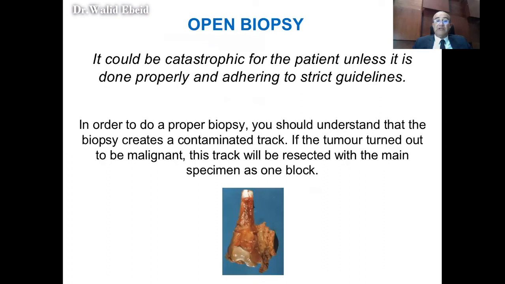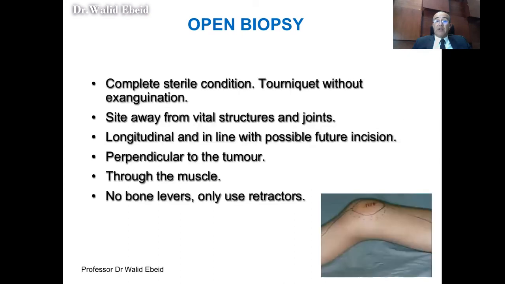An open biopsy could be catastrophic for the patient unless it is done properly and adhering to strict guidelines. In order to do a proper biopsy, you should understand that the biopsy creates a contaminated track. If the tumor turned out to be malignant, this track will be resected with the main specimen as one block, like we see in this picture. The guidelines are as follows.